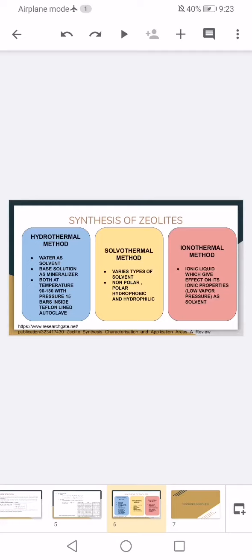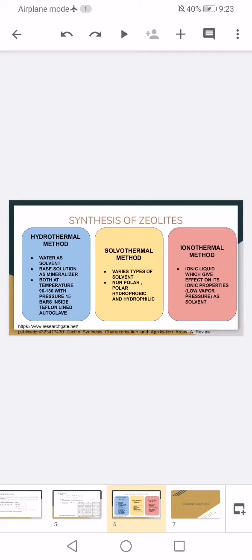So here are the three methods that been used to carry out the zeolite in the liquid phase. First is hydrothermal, the second one is solvent thermal method, and the last one is ionothermal method. So basically, for the hydrothermal method, is the earliest method that been used to synthesize of zeolite, which is water as a solvent, base solution as mineralizer. So these two reactants are usually occur in the temperature of range 90 to 180 Celsius with the pressure of 15 bar inside the Teflon lined autoclave.